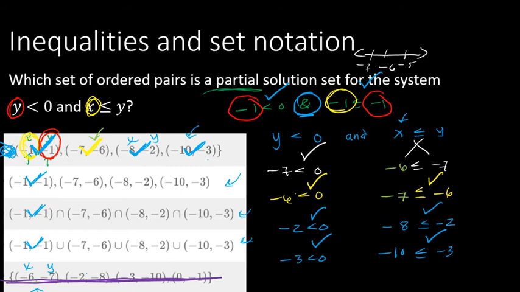You have to test every single ordered pair that they give you, plug in the x and y values as appropriate, and then just solve and say, is the statement true? And pay attention to whether they're connected by an and or an or, so that you know, okay, does one of those statements need to be true, or do both of them need to be true? Okay, let's move forward.